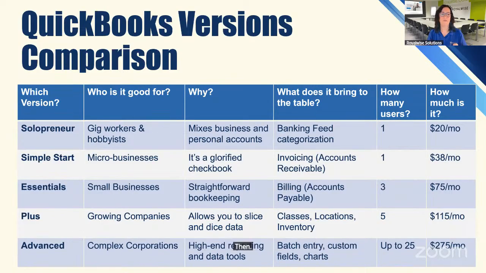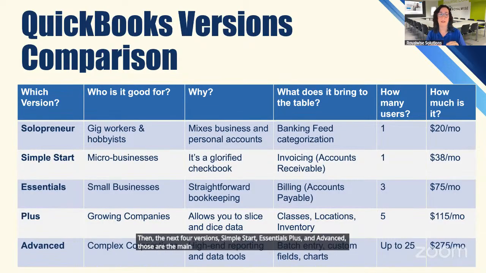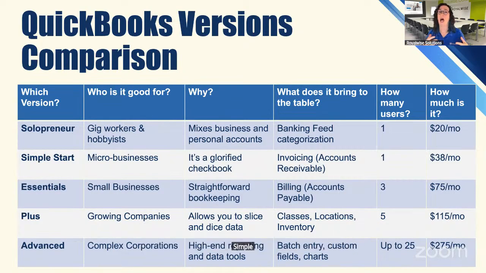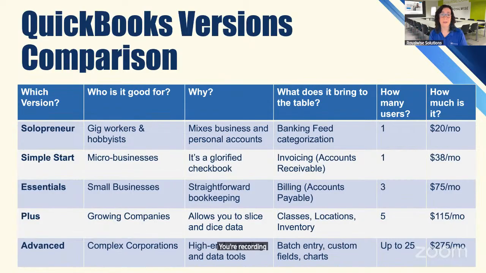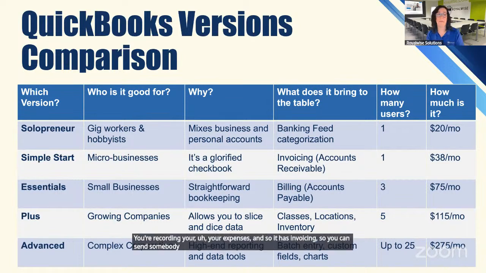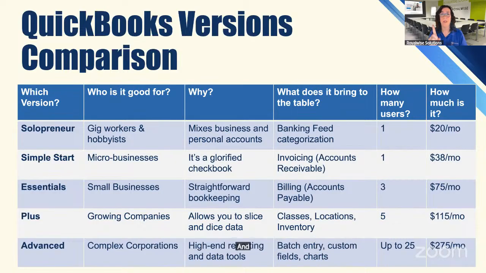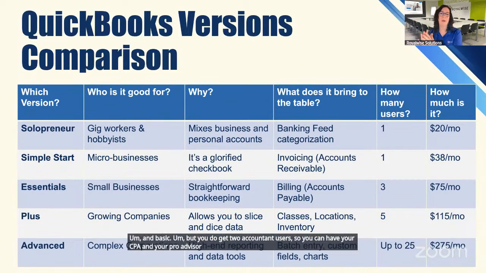Then the next 4 versions, Simple Start, Essentials, Plus, and Advanced, those are the main versions of QuickBooks Online. Simple Start is basically a checkbook. You're recording who your customer is and what money you got. You're recording your expenses. And it has invoicing, so you can send somebody an invoice and they can pay it later. And it only has one user, so it's just for somebody who's very simple and basic. But you do get 2 accountant users, so you can have your CPA and your pro advisor or bookkeeper also helping you on the side.